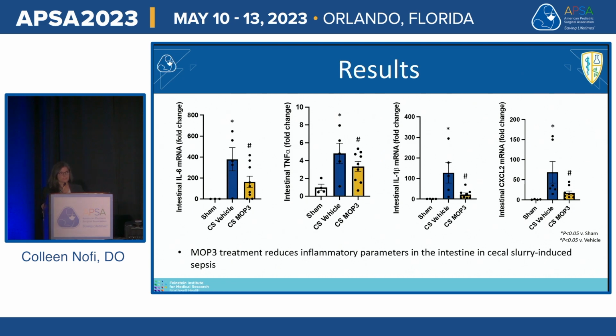We finally looked at intestinal injury by analyzing mRNA levels of inflammatory parameters in the small bowel. Here you can see a significant reduction in these levels with MOP3 treatment compared to vehicle. So together, these data support that MOP3 treatment also reduces inflammatory parameters in the intestine in cecal slurry-induced sepsis.